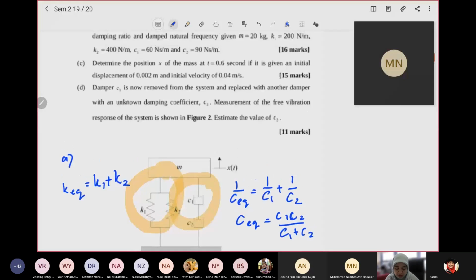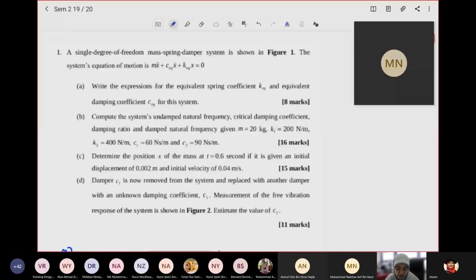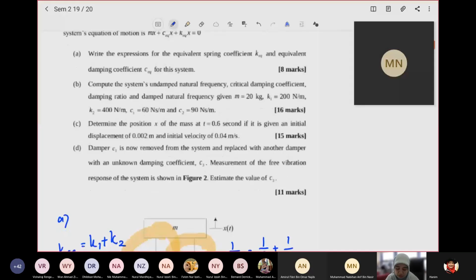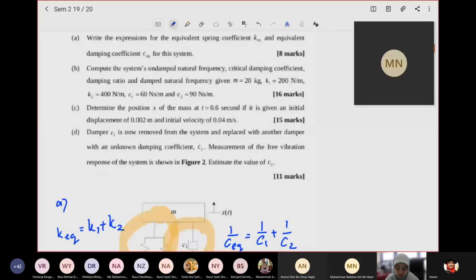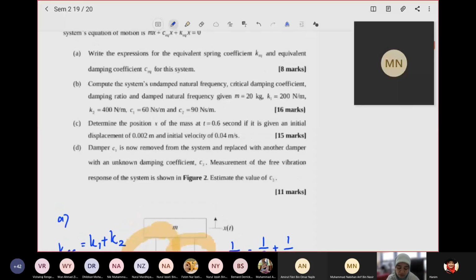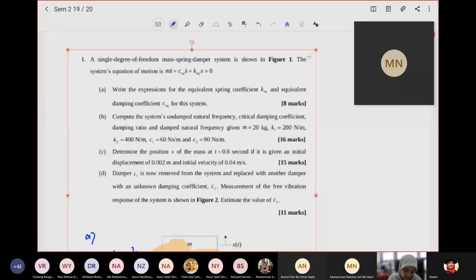Take note that if you have two questions, of course, the marks are going to be a bit larger there. They just want you to write the K equivalent and C equivalent. Then part B, you want to compute the system's undamped natural frequency and critical damping coefficient. So if you look at that, what do you want to find? What is the undamped natural frequency? So part B basically, let me just do it a little bit.